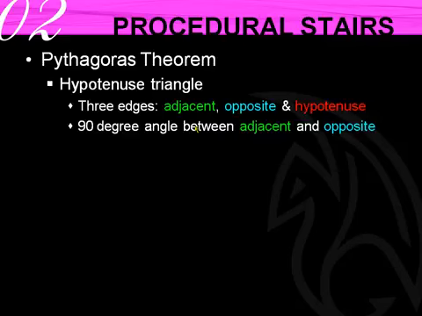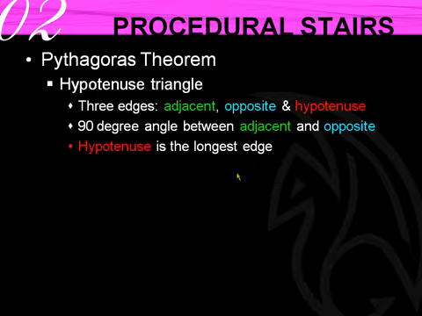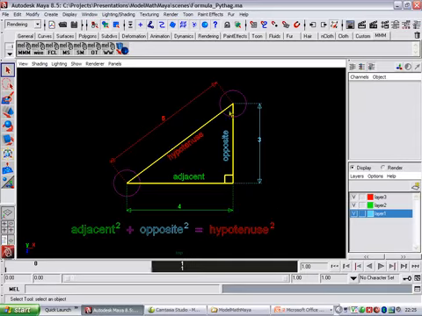So one important element of the hypotenuse triangle is that it always has a 90-degree angle between adjacent and opposite. In this case here, we can see adjacent and opposite have a 90-degree angle here. And hypotenuse is the longest edge. So again, you can see in this example, the hypotenuse is longer than these other 2 individual edges.